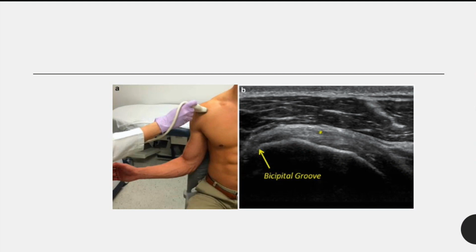Here is the preferred patient positioning for examining the subscapularis tendon. Here the elbow is a little bit flexed and the shoulder is actually externally rotated. And on the right you can see a long axis view of the subscapularis tendon.